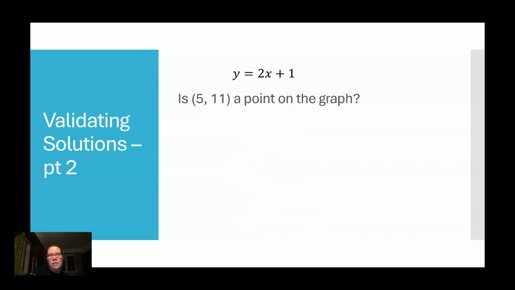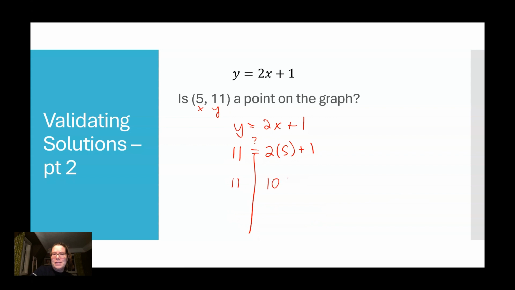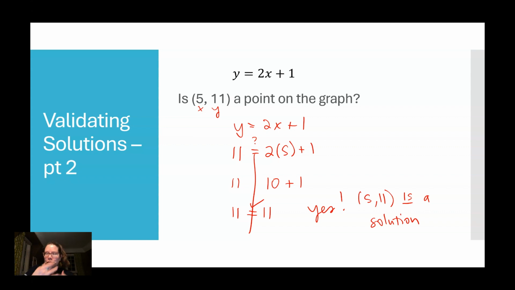Let's try (5, 11). So we're going to put in, again, our points for x and y. So 11 equals 2 times 5 plus 1. And we're saying, does it equal that though? 10 plus 1 is equal to 11. Absolutely. This one does work. So yes, (5, 11) is a solution. Fantastic. It'll be on the line on the graph, and if we plugged it into the equation, it works. If we had a table, it would be on the table.